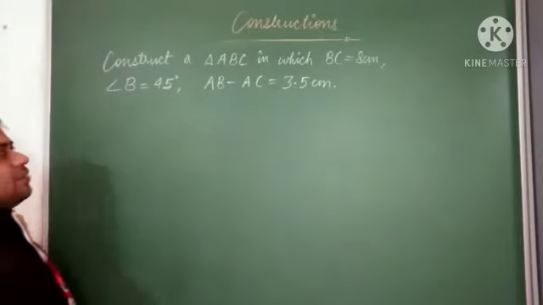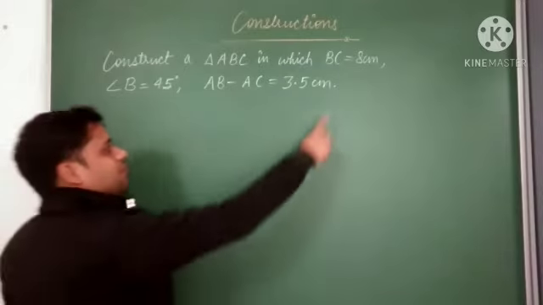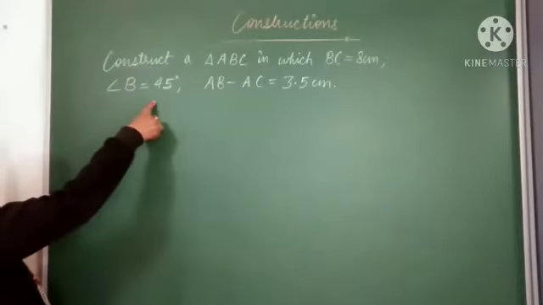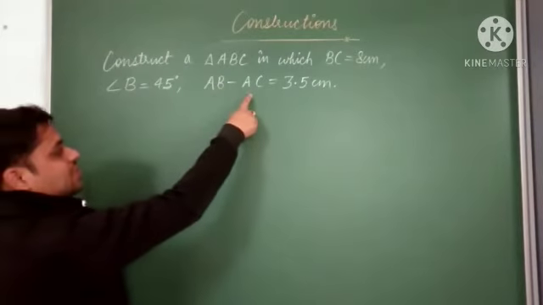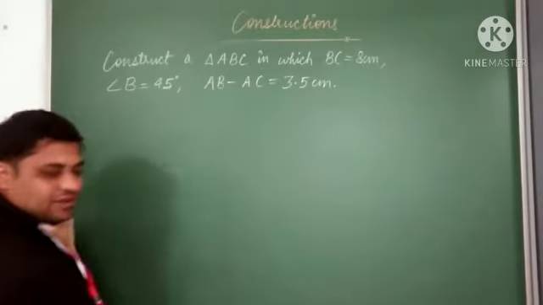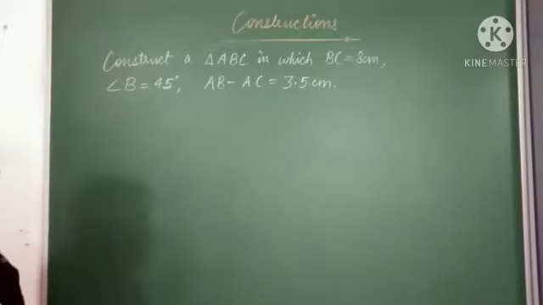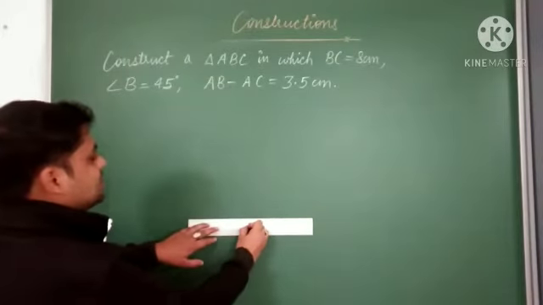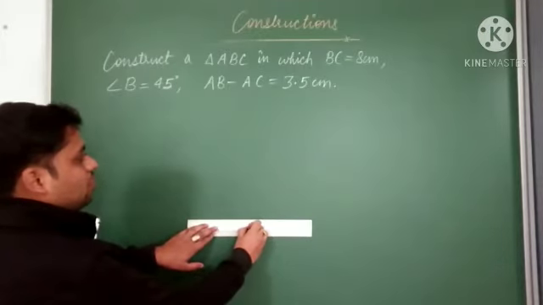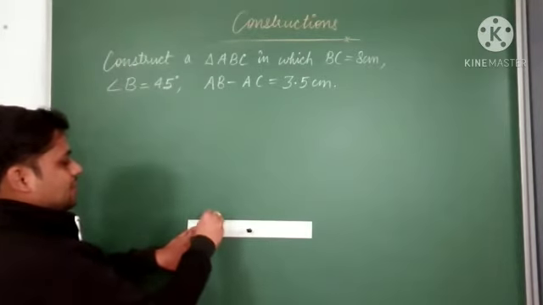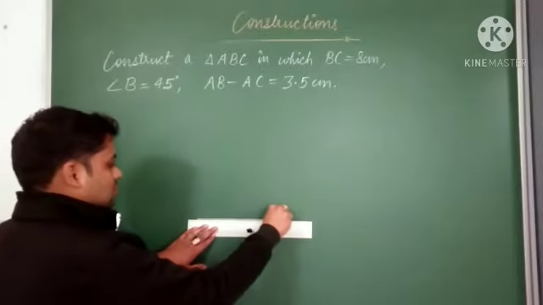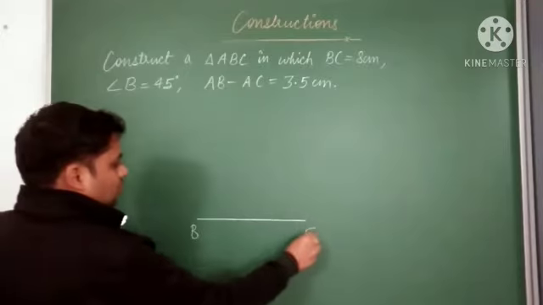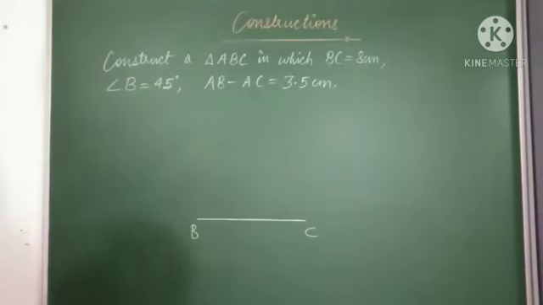Construct a triangle ABC in which BC equals 8 centimeter, angle B equals 45 degree, and AB minus AC equals 3.5 centimeter. First of all, we will draw the baseline BC as 8 centimeter. This is base BC, 8 centimeter.